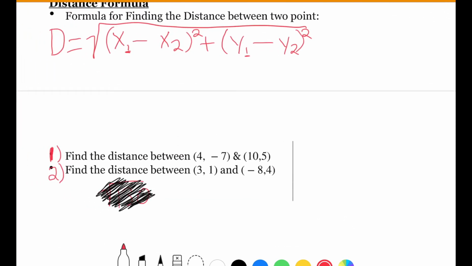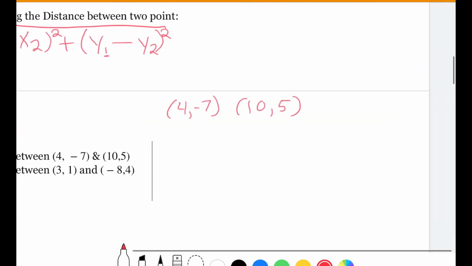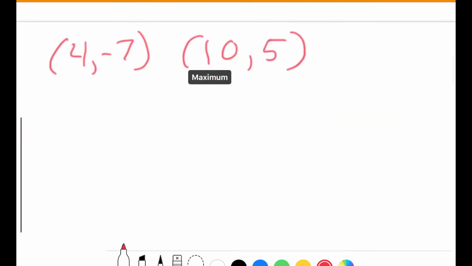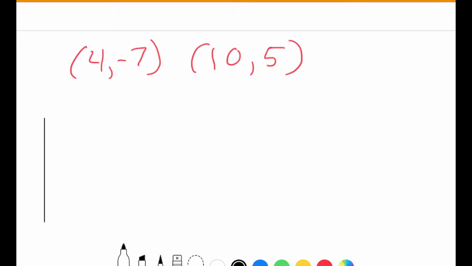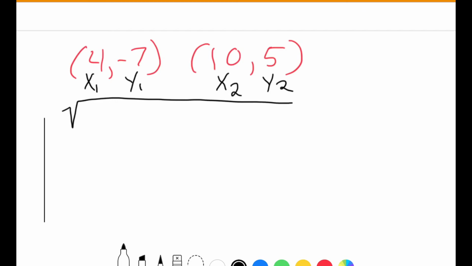So for 1, we're given 4, negative 7, given 10, 5. So I want to label these. I want to label it as x1, y1. All it says is my first x value and my first y value. Second x value, second y value. So I'm just going to plug it into that formula we just wrote down.